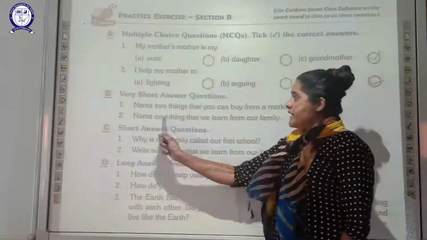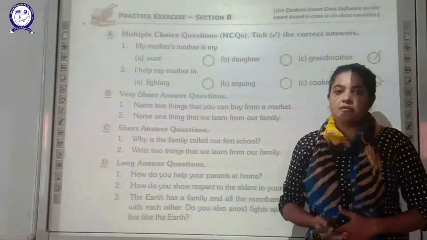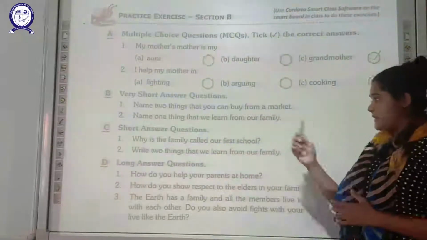The second is, name one thing that we learn from our family members. We learn many things from our family members. We learn about good manners, good habits, etc.